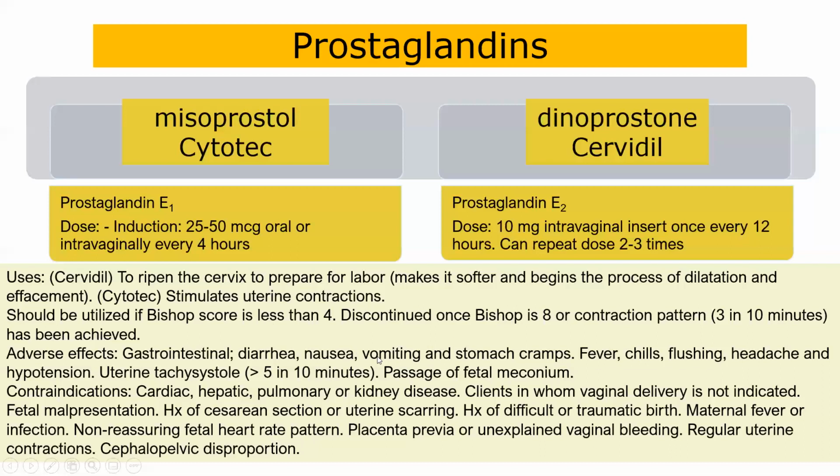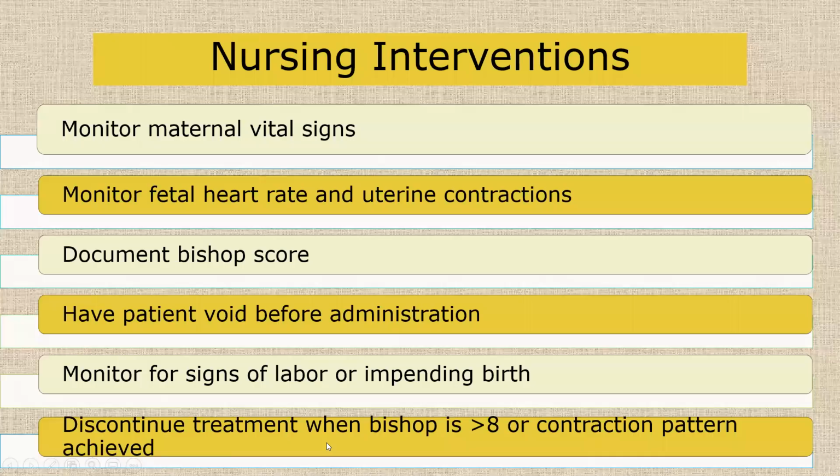There are some adverse side effects that can come along with these medications, and it's contraindicated in patients that have these conditions, or in patients for whom a vaginal delivery is not indicated. Obviously, we would not want to use these meds if the baby's not in appropriate position for delivery, if there's a history of cesarean section or uterine scarring for other reasons, or if there is any of these other conditions, we would not be using cervical ripening. Here are your nursing interventions that go along with the medications that we use for cervical ripening.